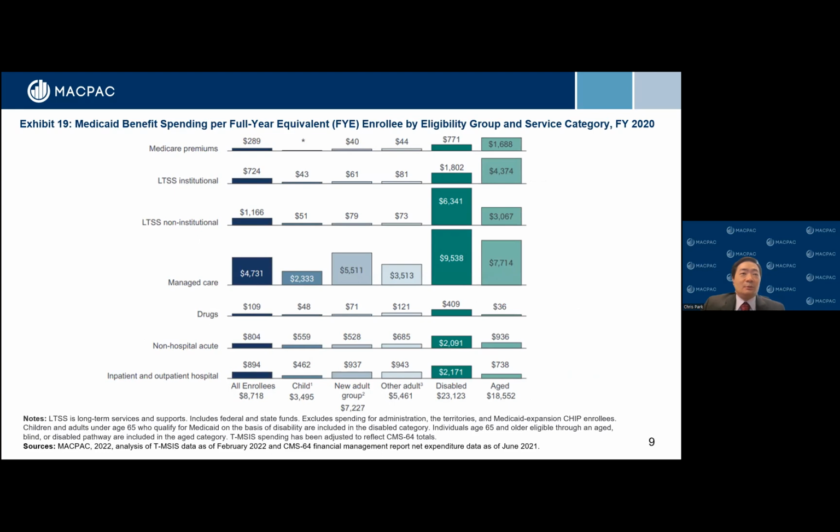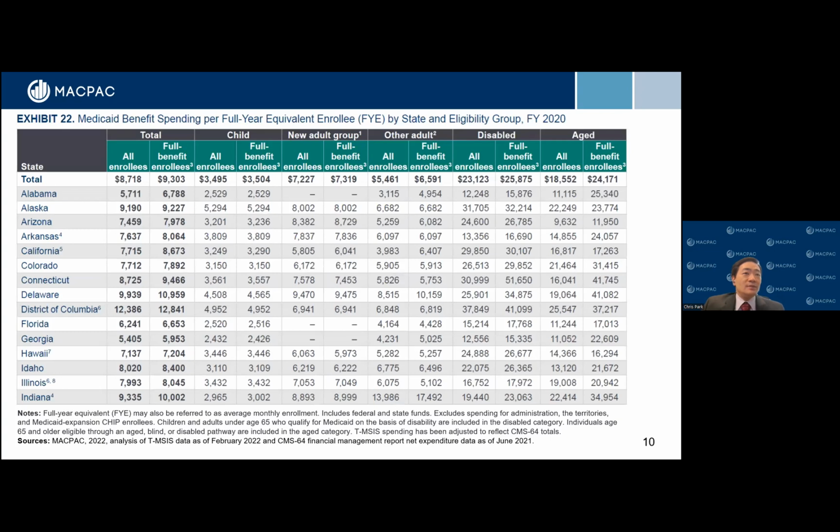So I just wanted to show a couple more examples of the analysis we've done with TMSIS data. This exhibit in our data book shows Medicaid benefit spending per full-year equivalent enrollee, or FYE, by eligibility group and service category. This graphic is at the national level and is designed to help visualize and compare the spending per FYE across the different eligibility groups in each of the large service groupings that we use. And this table shows spending per enrollee by state and eligibility group and is useful for comparisons across states. It also shows the spending for all enrollees and for full benefit enrollees.